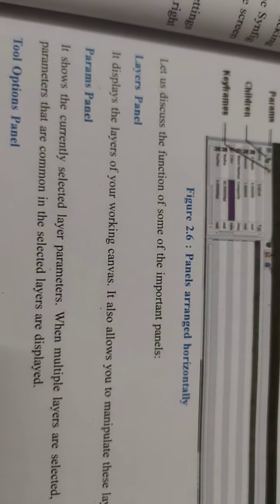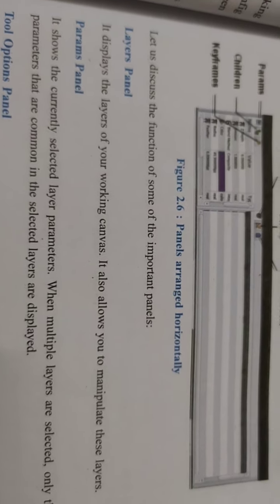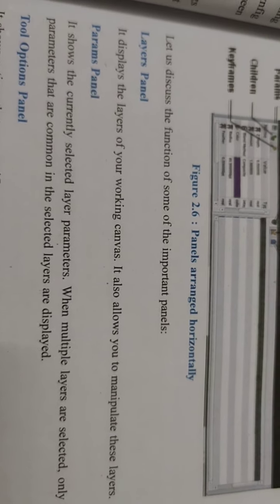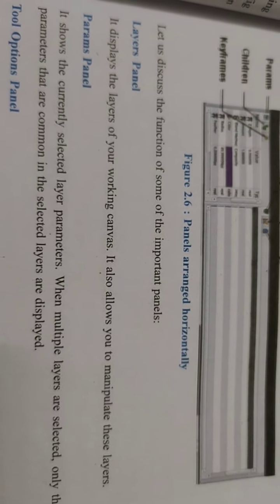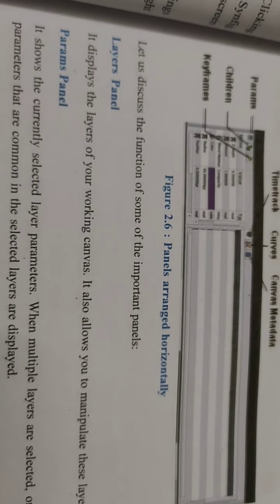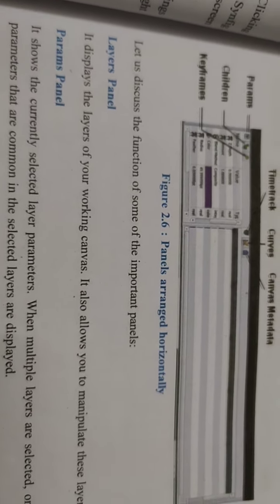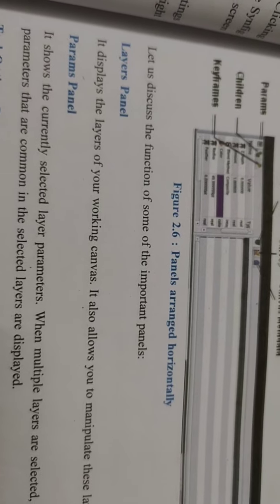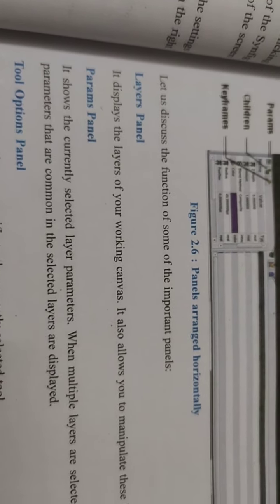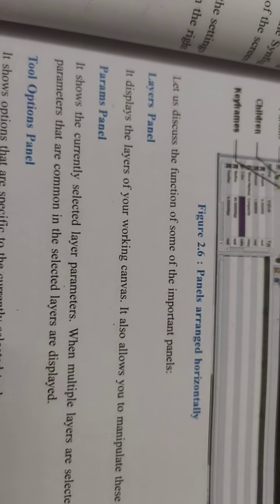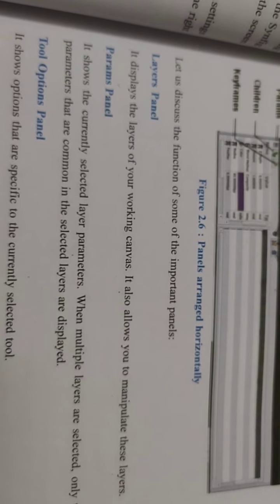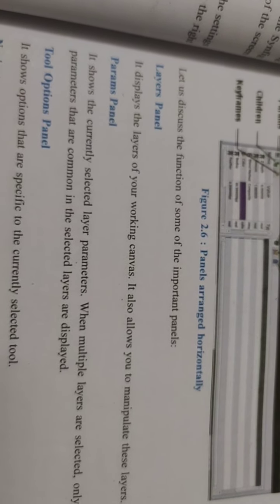Param panel. It shows the current selected layer parameter. When multiple layers are selected, only the parameters that are common in the selected layers are displayed. In layer panel, it displays the working area where you are working on your project. That panel area is displayed in layer panel. And params panel: multiple panels are open, but the current panel which is active is params panel.